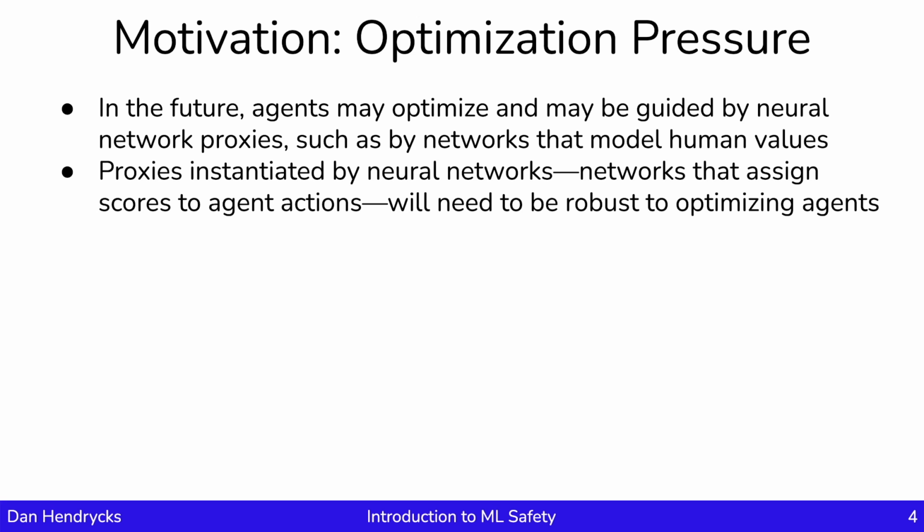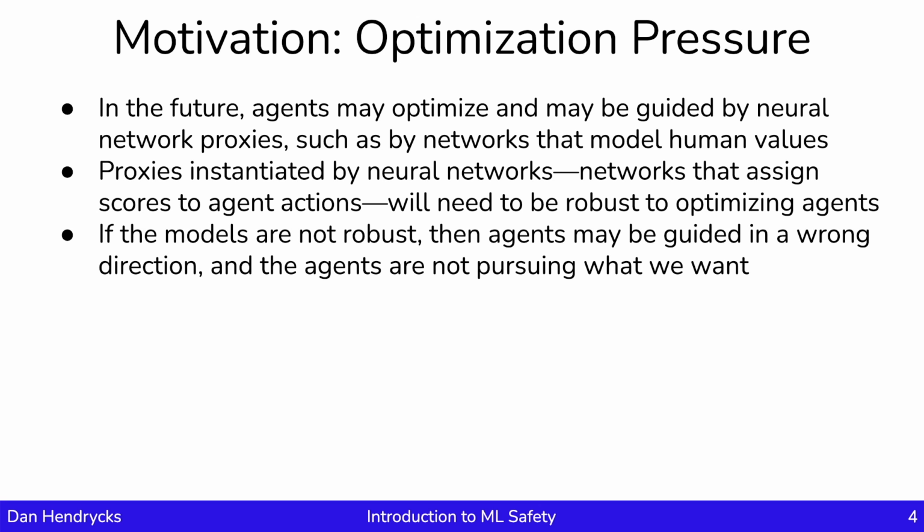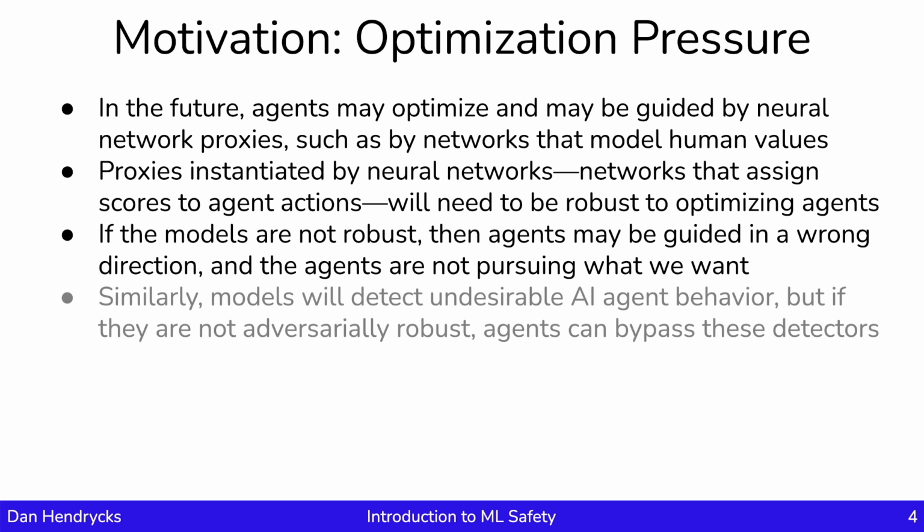Agents are somewhat optimizing against this neural network proxy for human values. And if this proxy isn't robust, then agents may be guided in a wrong direction. And so the agents wouldn't pursue what we would want. Similarly, models that can detect undesirable adversarial agent behavior will need to be adversarially robust. Otherwise, those AI agents could bypass these detectors. So this is another reason for wanting adversarial robustness.